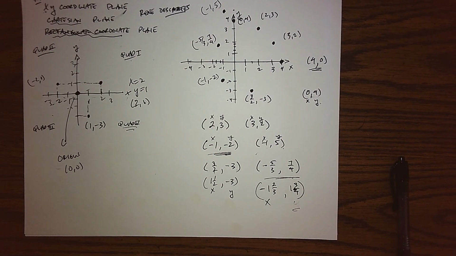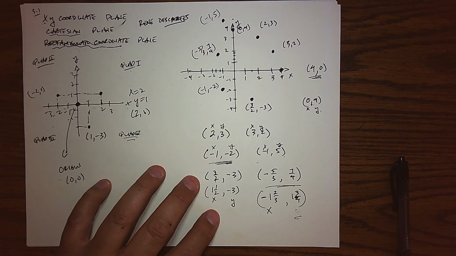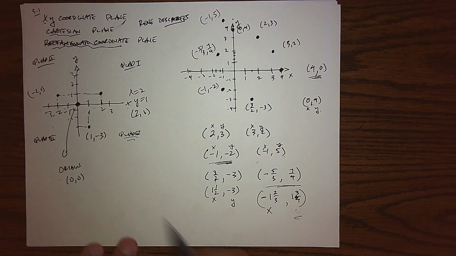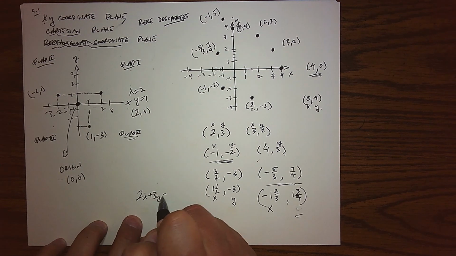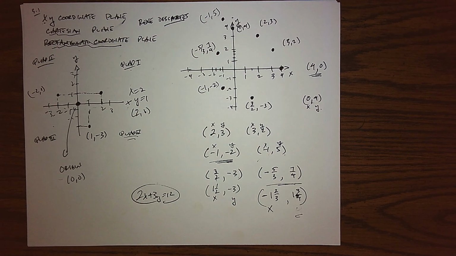All right, that should wrap up our section 3.1. We are truly ready to go start graphing things like 2x plus 3y equals 12. How in the world do we graph something like that? And that's pretty much where our journey is going to go next. See you guys in the next section in the next set of videos.